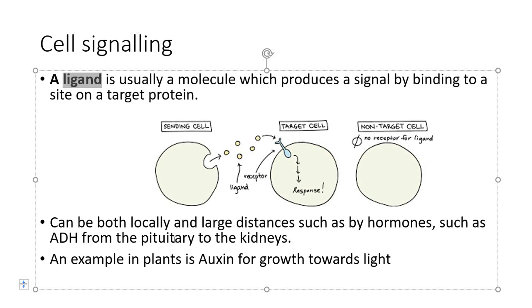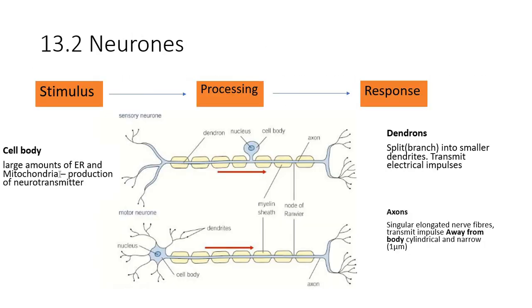So that's going to cause ADH to change how permeable the distal convoluted tubule is to water. And in plants they'll do the same. So one part of the plant will detect the light, and then that will cause auxin to grow. If you remember, that's on the shaded side of the shoot. So that kind of is just an introduction of 13.1.